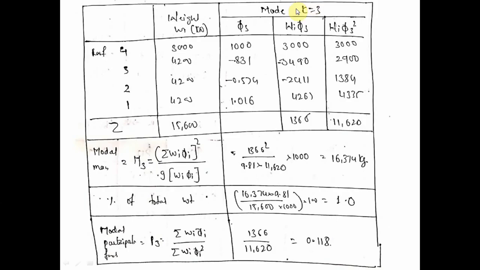Now again I am going to repeat the same thing for mode 3. Already I have the values of W and φ3. So these are the mode shapes for mode 3. Calculate Wφ, Wφ square, the summation of both, calculate modal mass, calculate percentage of total weight, and calculate modal participation factor. So this completes the calculation of modal mass and modal participation factors.